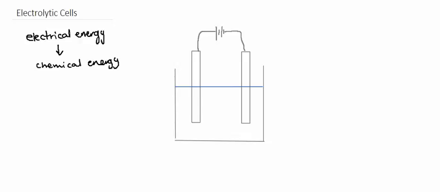In this video, we're going to have a quick look at electrolytic cells. An electrolytic cell is one in which electrical energy is converted into chemical energy. As with a galvanic cell, in an electrolytic cell, we have an anode and a cathode forming our electrodes. And again, it's oxidation that always occurs at the anode and reduction that always occurs at the cathode.